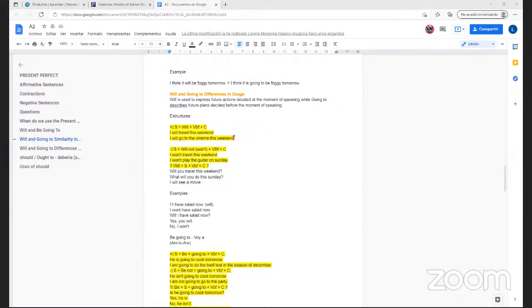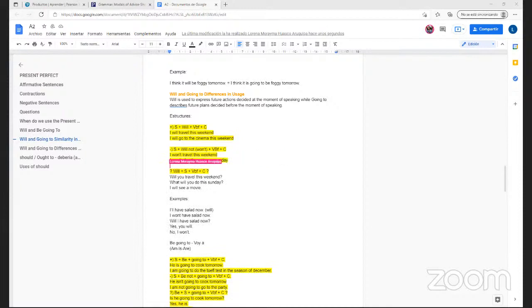So in negative, I can use will not, or only won't, the contraction, then the verb in base form and the complement. I won't travel this weekend, right? I won't, the negative way of contraction. Or I won't play the guitar on Sunday. Sunday is like a future day. So I won't play the guitar on Sunday.